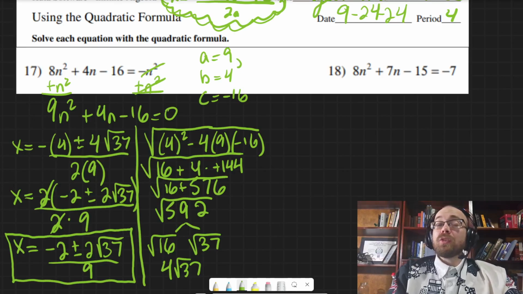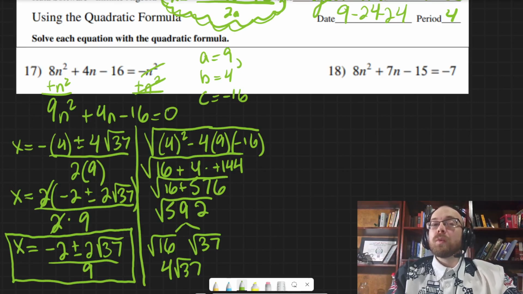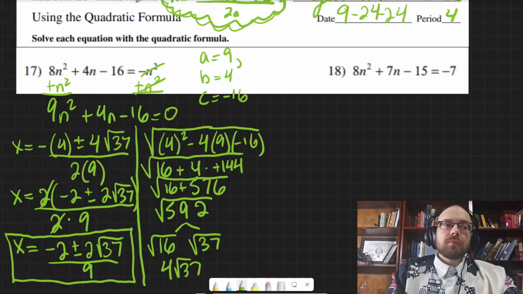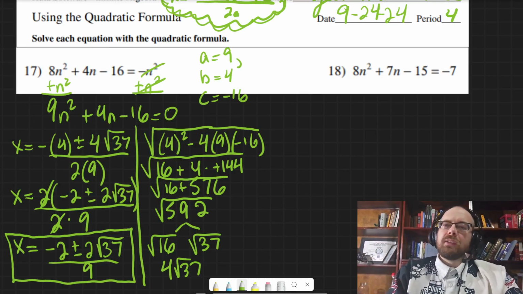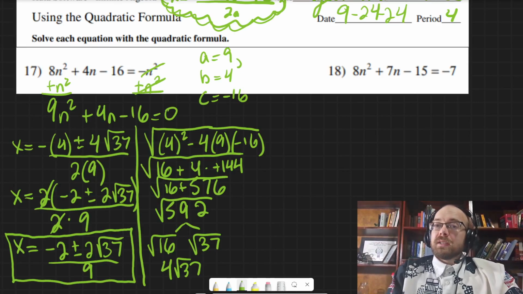The only other way you could solve this by using some other method besides the quadratic formula would be to do completing the square, which you could do, and it would give you the same answer. But I don't think we'll check it doing that way. I think we'll go ahead and jump right into 18 here. So speaking of, let's do that.